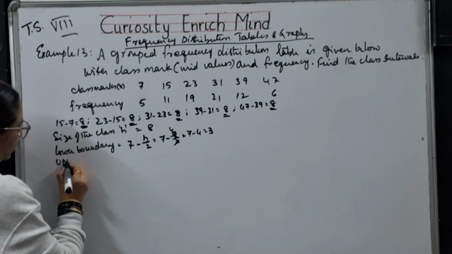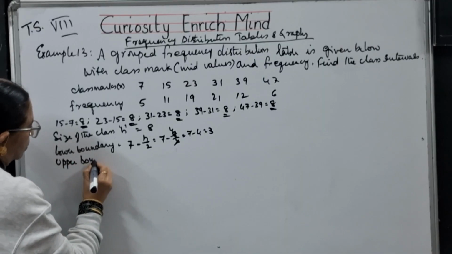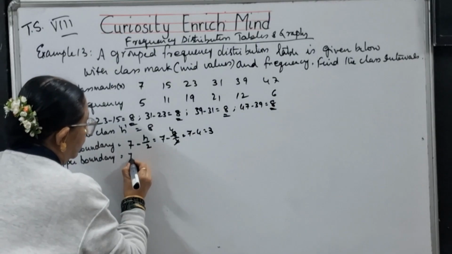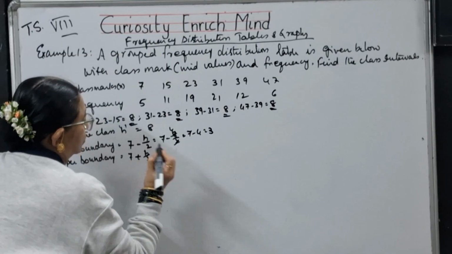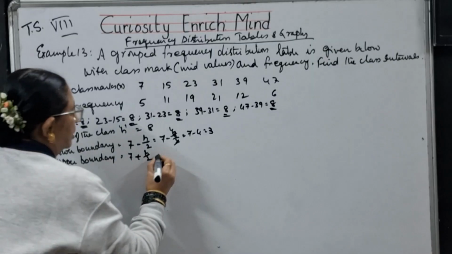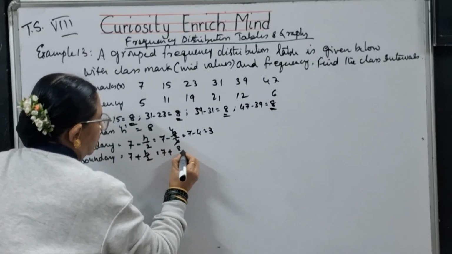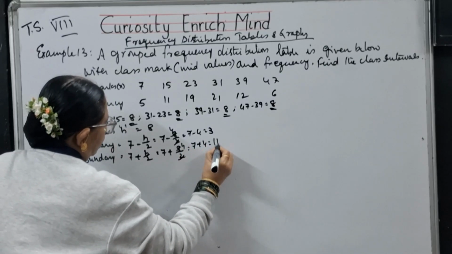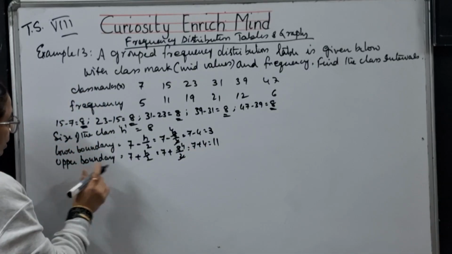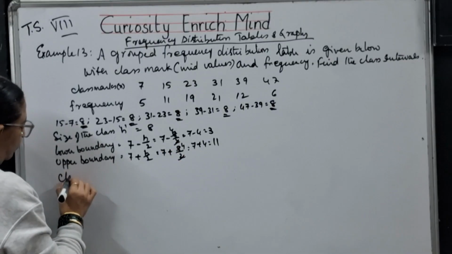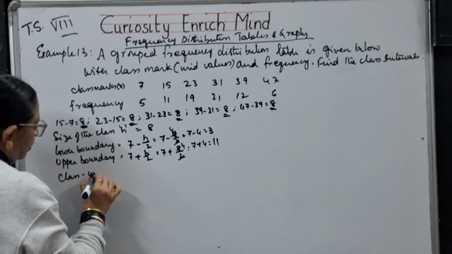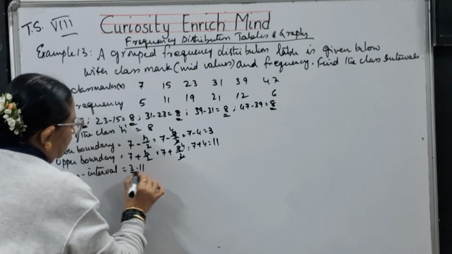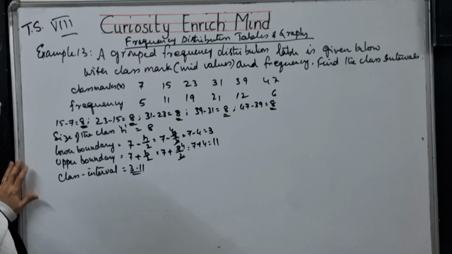Now the upper boundary. The upper boundary is 7 plus h by 2. This is the formula. 7 plus 8 by 2. 7 plus 4, that is 11. So the class interval is 3 to 11. So if you get the first class interval, the remaining you can write continuously.